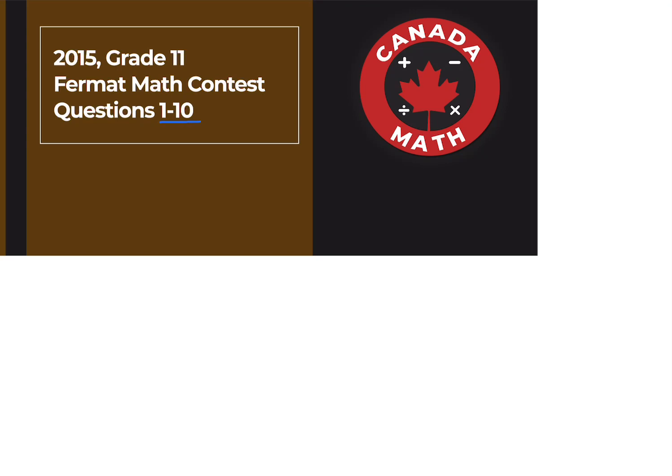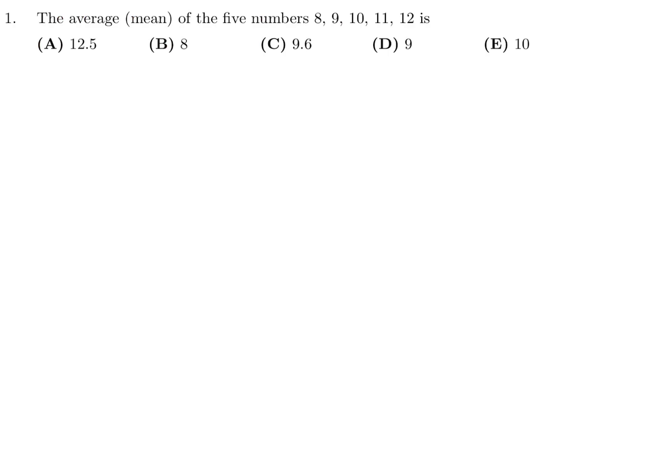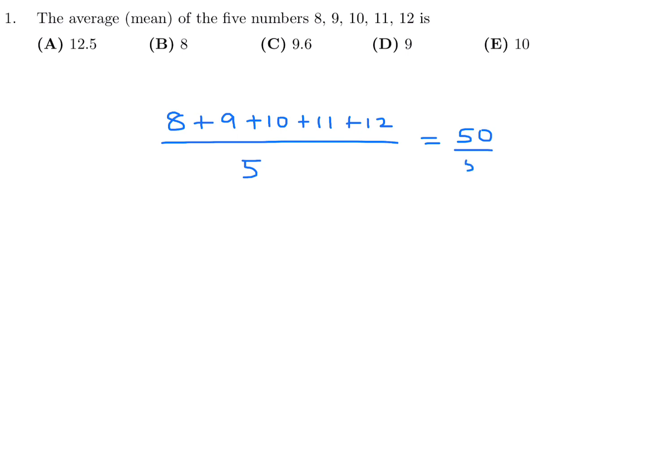Questions 1 through 10 on the 2015 Grade 11 Fermat Math Contest. The average of 5 numbers 8, 9, 10, 11, 12 is? Well, you add them, and then you would divide by the number of numbers, which is 5. So the numerator here is 50 divided by 5, and that is, of course, 10. So number 1, the answer is E.